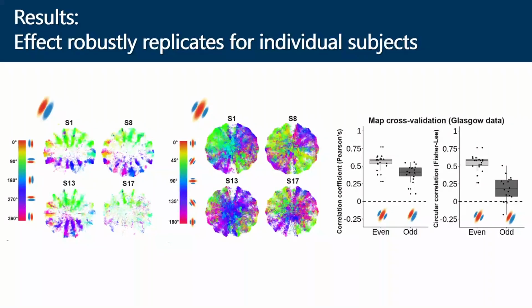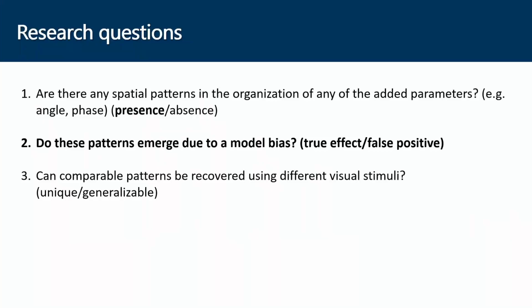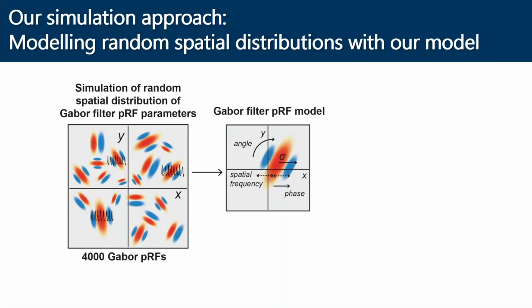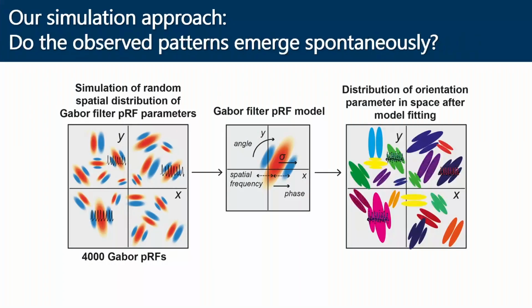What we wanted to know next is if this emerges potentially due to a bias in the modeling pipeline or maybe something physiological. For this reason, we created simulations of PRF responses which had a random distribution of parameters. This was our null distribution in which no orientation tuning was present at all. We fit exactly the same model to the simulated data as we fit to the data we collected with fMRI, and we wanted to know if we see any patterns emerge. If we saw the same patterns, it would highlight that there is a modeling bias. If not, it might be something physiological. So let's just jump in.